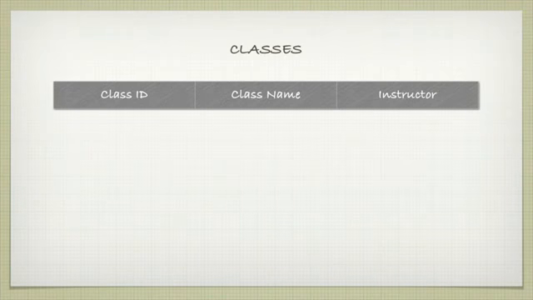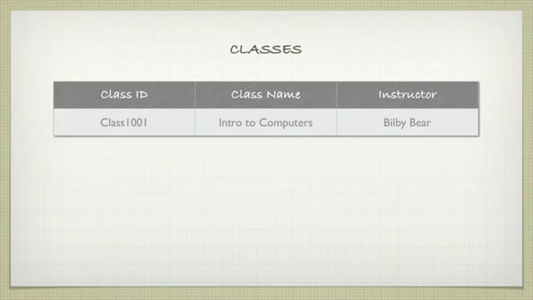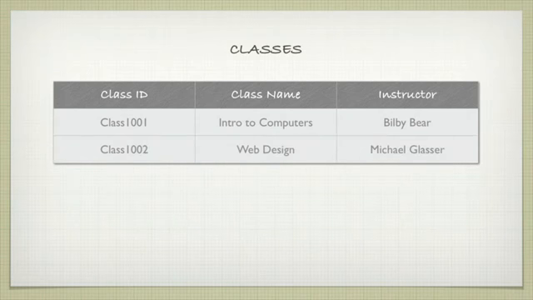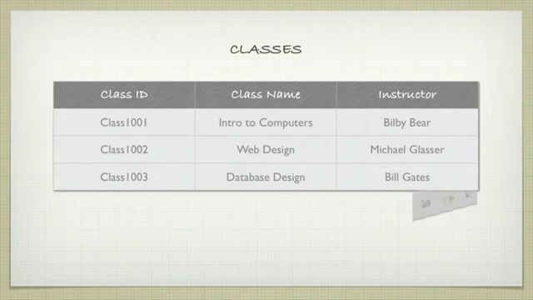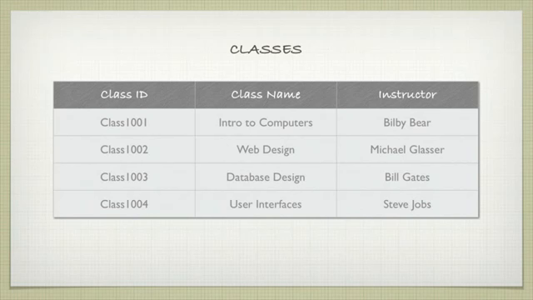Similar idea with classes. If we have a table here with the class ID, the class name, and the instructor, we might have class 1001 Intro to Computers by Bill Baer, class 1002 Web Design by Michael Glasser, and then class 1003 and class 1004, Database Design and User Interfaces, by Bill Gates and Steve Jobs. Again, you could have class names that are the same. One instructor might teach more than one class, or you might have instructors with the same name. But if we look at the class ID, that we can make unique, and so we know that is unique.